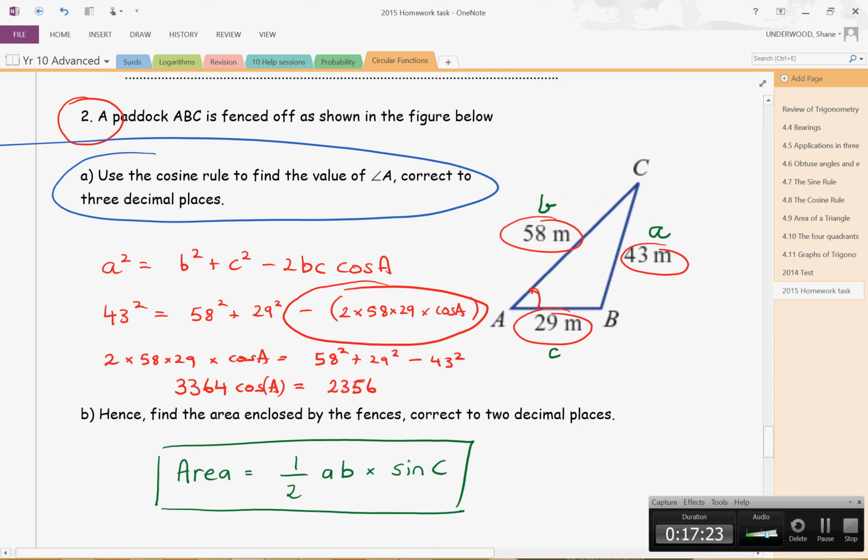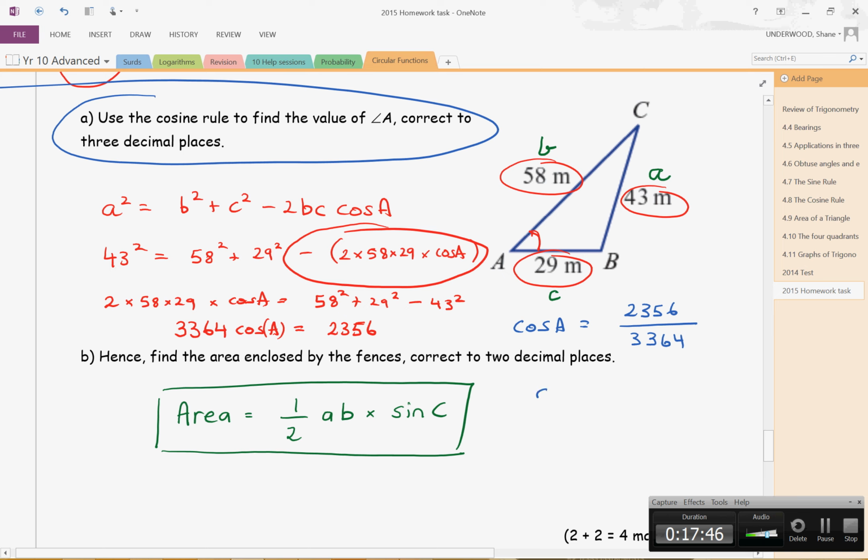Now what you can do is just some basic rearranging. We're going to say that cos of A is equal to 2,356 over 3,364. Okay? And, of course, we want to find the angle, so we need to use the inverse cos, which you need to do on your calculator.